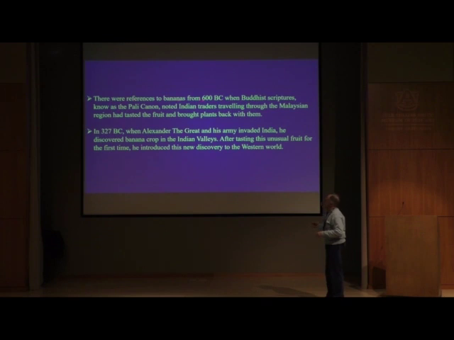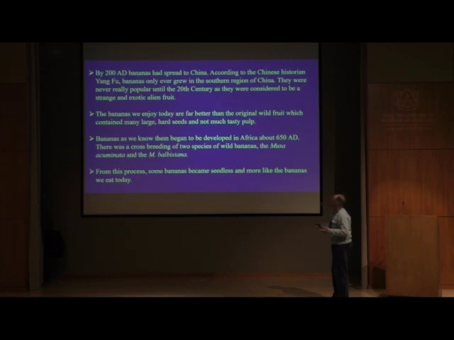There were references to one in 600 BC, Buddhist monks. Alexander, big Alex, he ran across bananas. In 200 AD, it went to China. And in China, it really was limited to the southern part, because that's really where you can grow it naturally without problems. But it never did make a big impact for the Chinese.